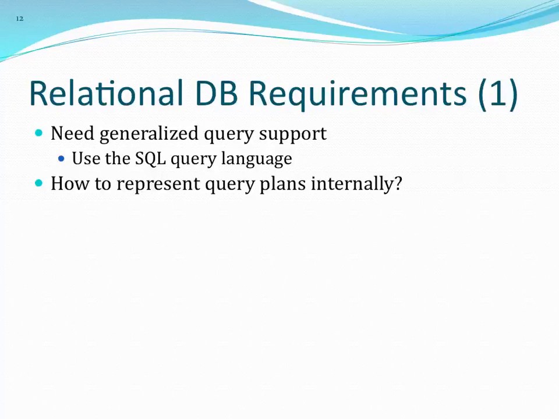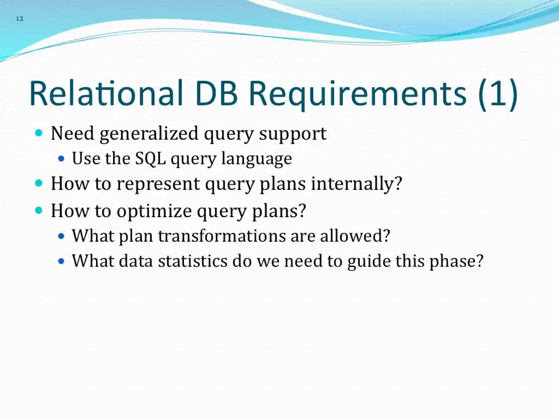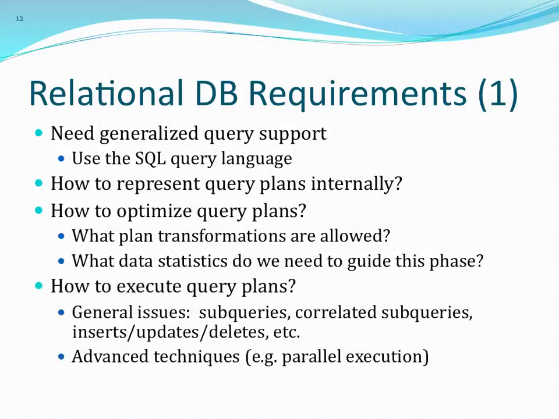How do we represent query plans internally? We have to have some kind of abstract syntax tree internally. How do we optimize these plans? We're going to spend a couple of weeks talking about that all by itself. What plan transformations are allowed? We got a little bit of a peek at that in 121 when we talked about equivalence rules, but it gets so much richer than that. And what statistics do we need to guide that phase? We'll talk about some basic things. There are more sophisticated ways of doing it.